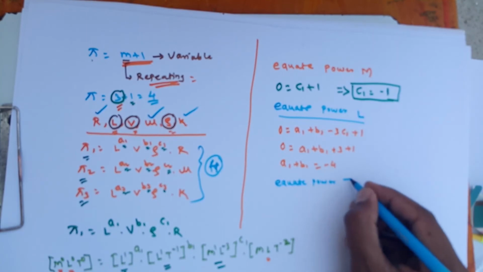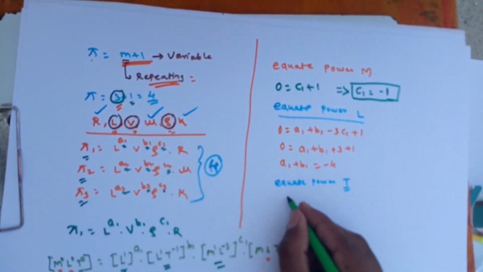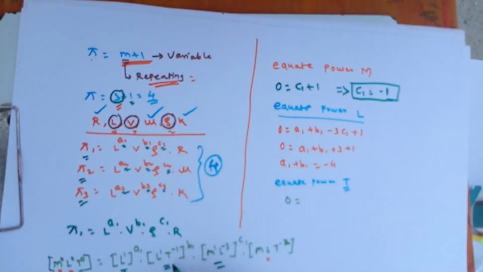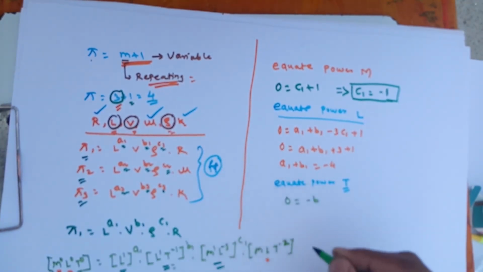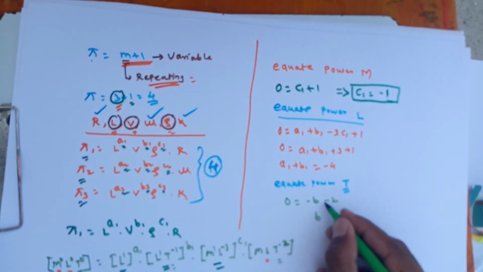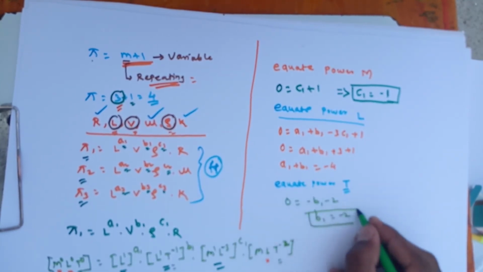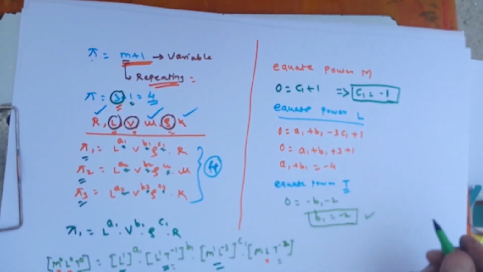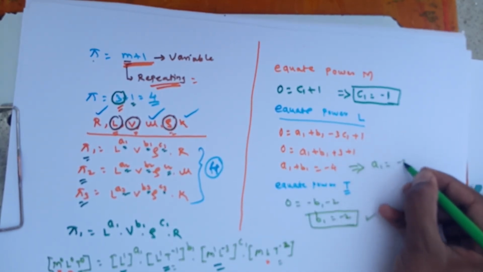the third pi term, that is nothing but t. So by equating the power of t, I will get that here the power of t is equal to 0. 0 is equal to, the t term is available here, minus b, the t term is available here, minus 2. So here b1 is equal to minus 2. After getting the value of b1, I put that value of b1 and I will get the value of a1 as minus 2.